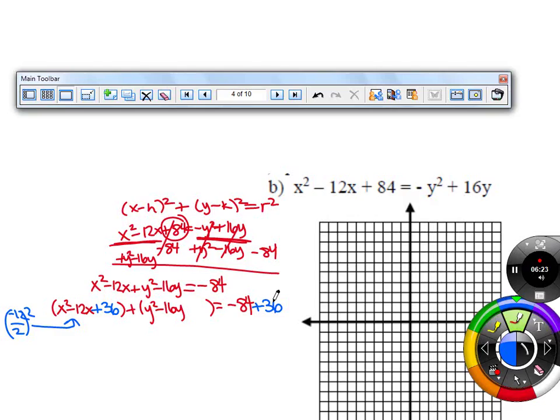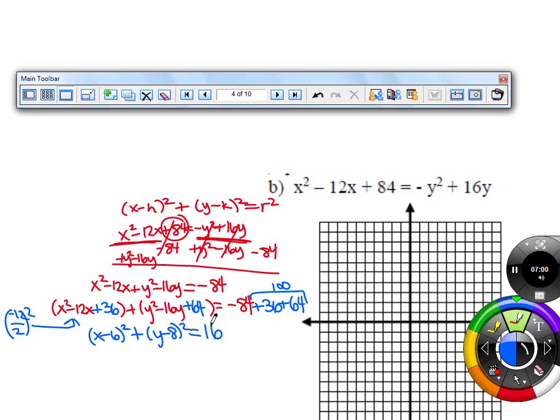Then for the perfect square with y squared minus 16y, I'm going to take 16, divide it by 2, which would be 8, and square it, which would then give me 64. And again, I added that amount to the left side, so I need to also add it to the right side. So now my perfect square with x's is x minus 6 squared. With y's, I have y minus 8 squared. And then here, I have negative 84 plus 36 plus 64. So the positives here add up to 100. And 100 plus negative 84 is going to be 16.